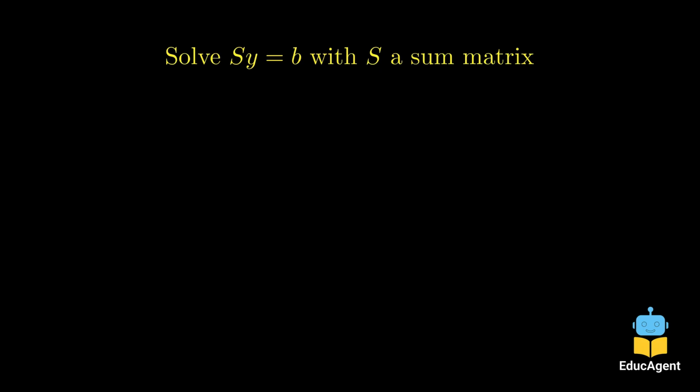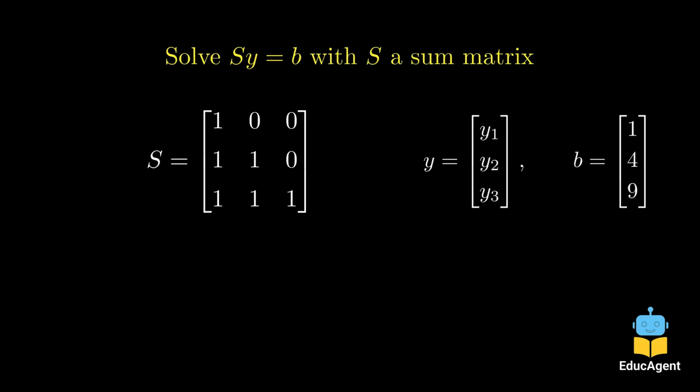Here's the problem we'll solve today. Here's the matrix S. Notice its ones build up along the lower triangle. And here are the unknown vector Y and the right-hand side B we want to match. The task is to find Y so that Sy equals B.